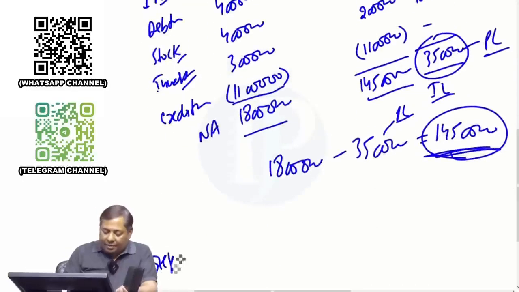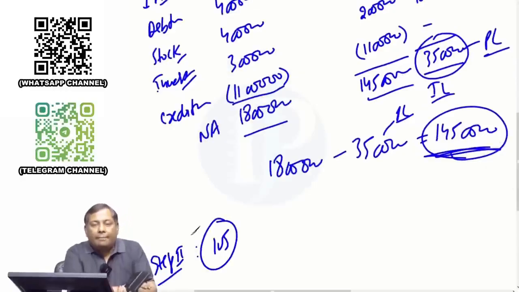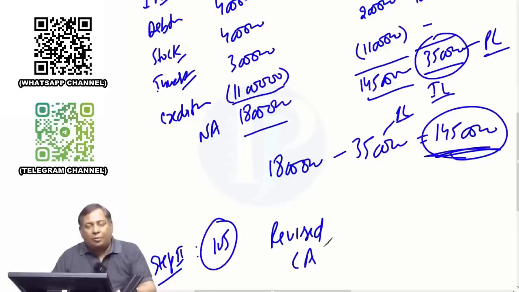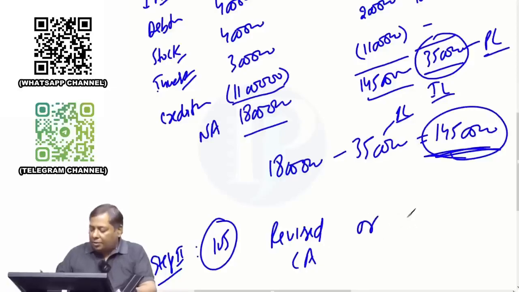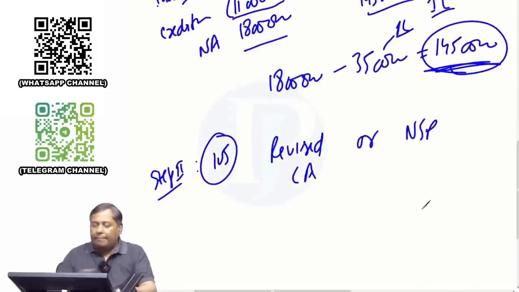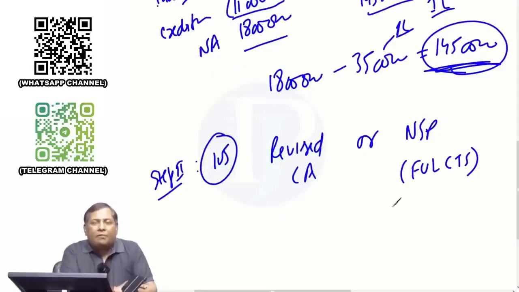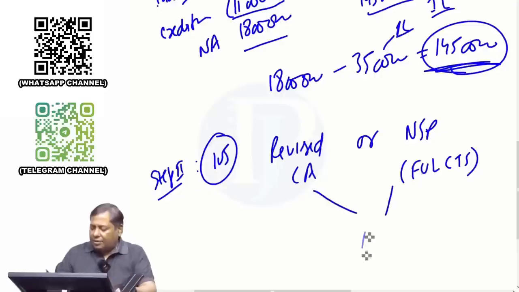Now I am on the second step. Apply 105. What does 105 state? Take the revised carrying amount and compare it with NSP. Do you know NSP? Meaning fair value less cost to sell. Fair value less cost to sell, also known as NSP, calculate it on the value, whichever is lower.